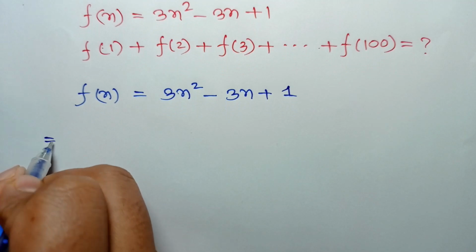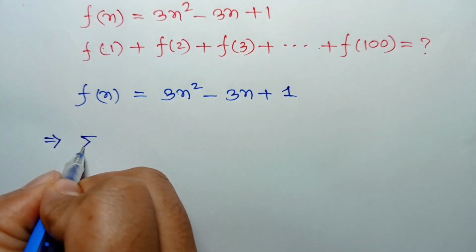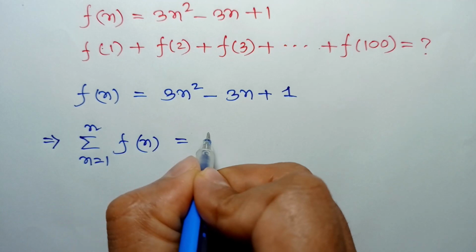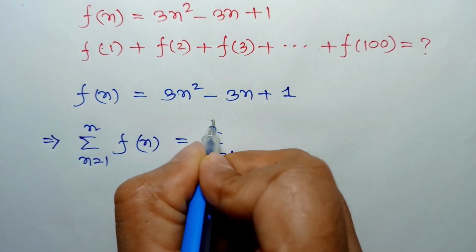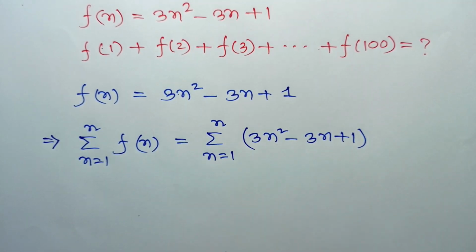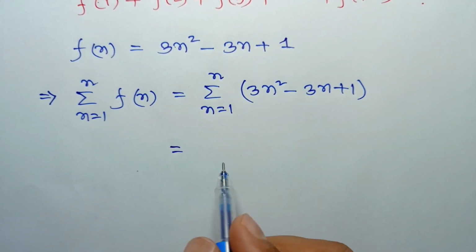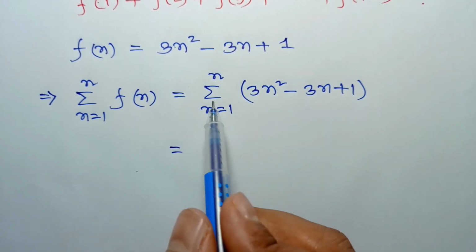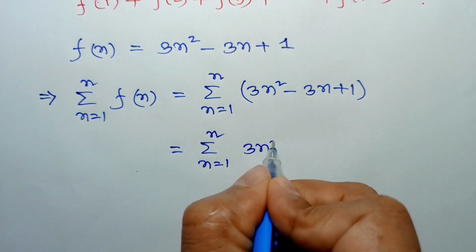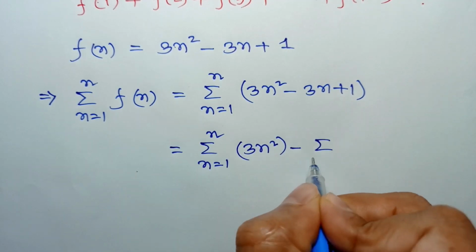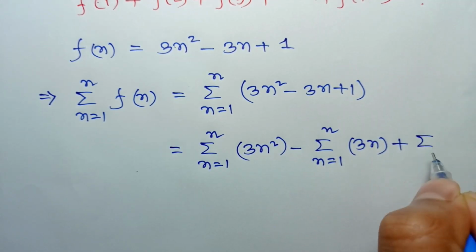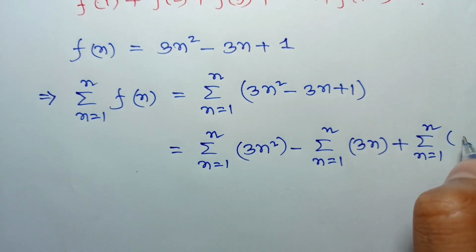Now taking summation to both sides, we can write summation of n = 1 to n of f(n) is equal to summation of n = 1 to n of (3n² − 3n + 1), which, according to the distributive law of summation, we can write as summation of n = 1 to n of 3n² minus summation of n = 1 to n of 3n plus summation of n = 1 to n of 1.